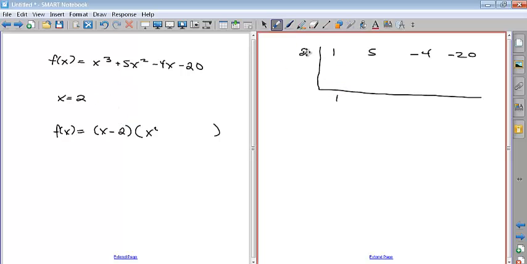Okay, so we bring the 1 down. 2 times 1 is 2. 5 plus 2 is 7. 2 times 7 is 14. Add these together, you get 10. 2 times 10 is 20. Add these together, you get 0. Okay, so what that means is what I've got left is 1x squared plus 7x plus 10.